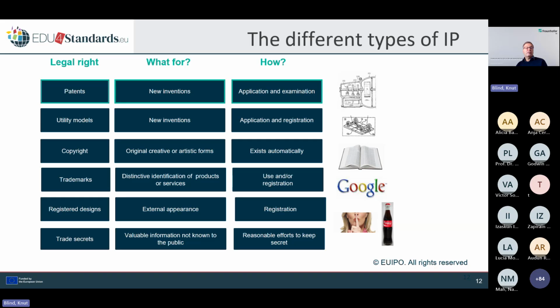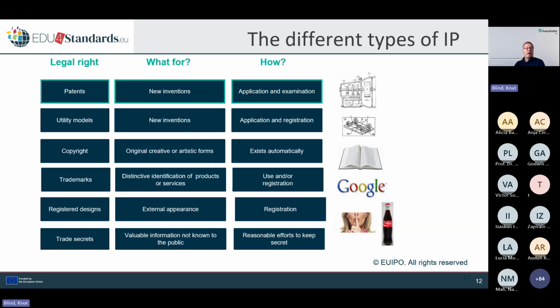And here again, if you want to have a trademark, you might just use it. And if it's established in the market, then it's also accepted, or you have to register it. And then also designs for bottles. That means it's about the external appearance, and here you have to register.